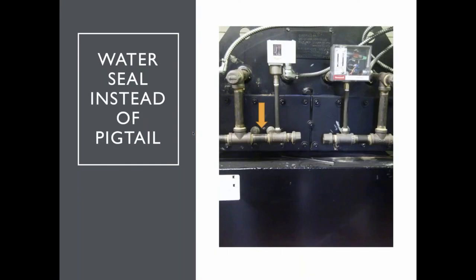The last thing, we're getting close to the end here, is I like to use a water seal instead of the pigtail. What the water seal does is make it a lot easier to clean and access. The other thing I like to do is put my pressure controls on two different tappings coming from the boiler. If this tapping gets plugged or filled, I still have this one. It's really less likely to have a failure in there.